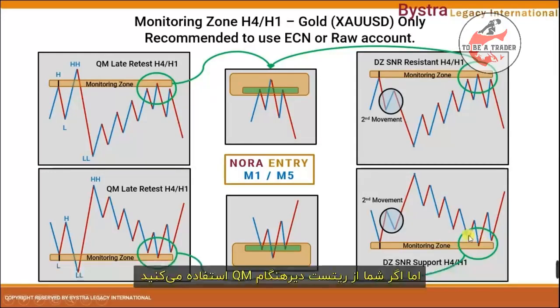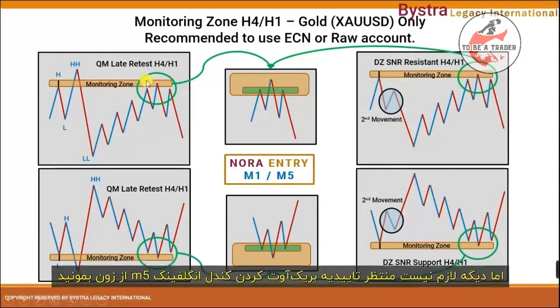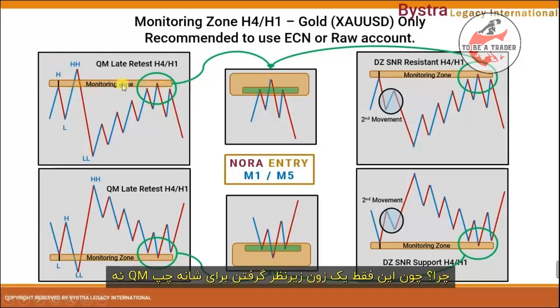However, if you're using the QM leg retest, whether on the H4 or H1, it is a monitoring zone as well. But you do not need to wait for the M5 confirmation engulfing candle to break out of the zone. Why? Because this is just a monitoring zone for the QM left shoulder.